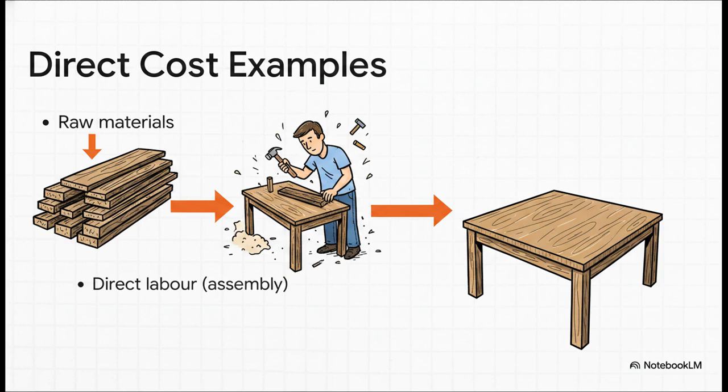Let's make this super concrete. Think about a factory that makes wooden tables. Your raw materials, the actual wood itself, is a perfect example of a direct cost. You can measure precisely how many meters of wood went into one specific table.